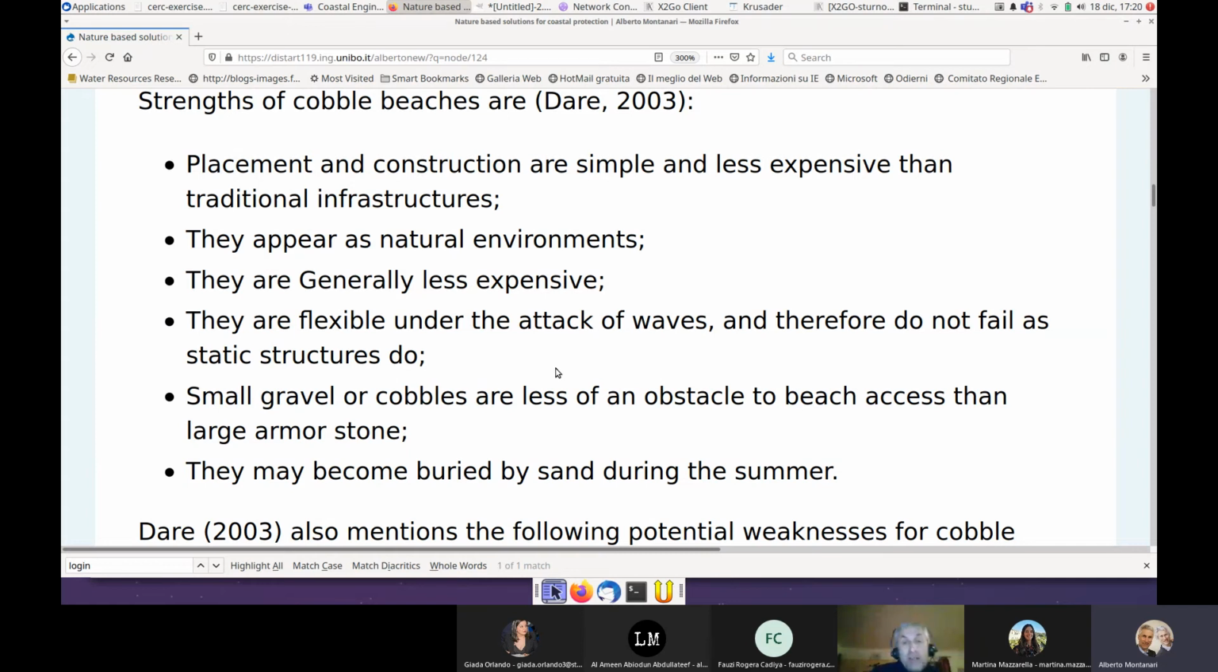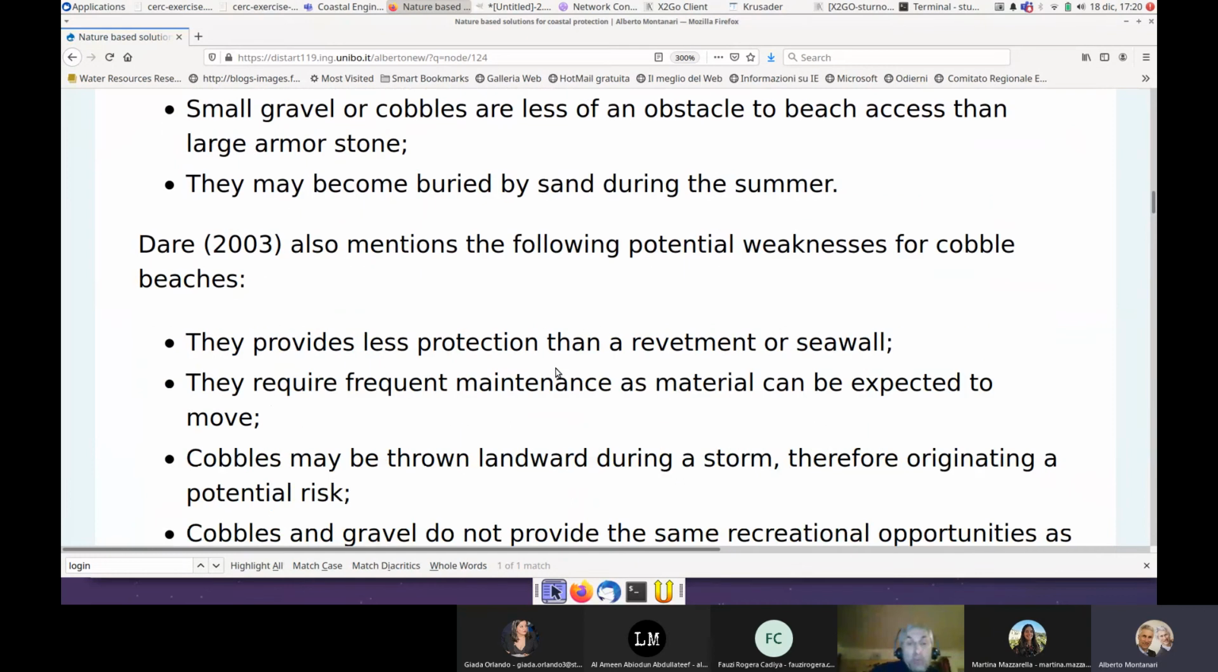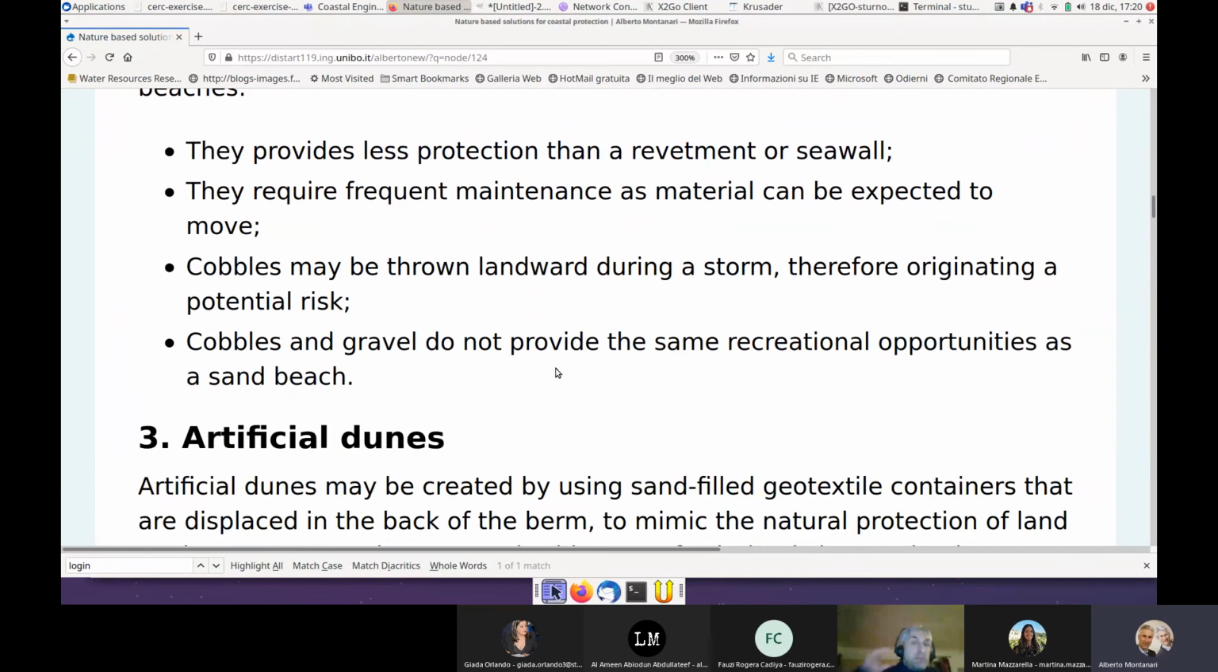They may become buried by sand during the summer, and therefore the look of the beach may be almost unaffected. Weaknesses: less protection than a revetment or a seawall. They require frequent maintenance, as material can be expected to move, as I said. Cobbles may be thrown landward during a storm, therefore originating a potential risk. Indeed, this is true. Cobbles and gravel do not provide the same recreational opportunities as a sand beach.